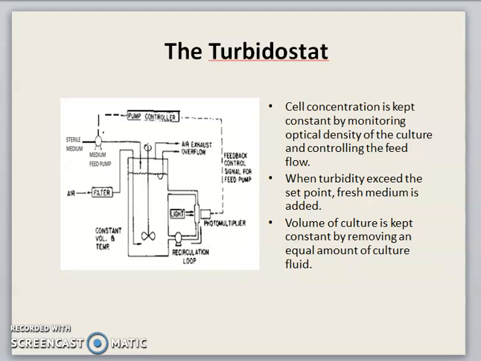For the turbidostat, the cell concentration is kept constant by monitoring the optical density of the culture and controlling the feed flow. When turbidity exceeds the set point, the fresh medium will be added. The volume of the culture is kept constant by removing an equal amount of culture fluid.